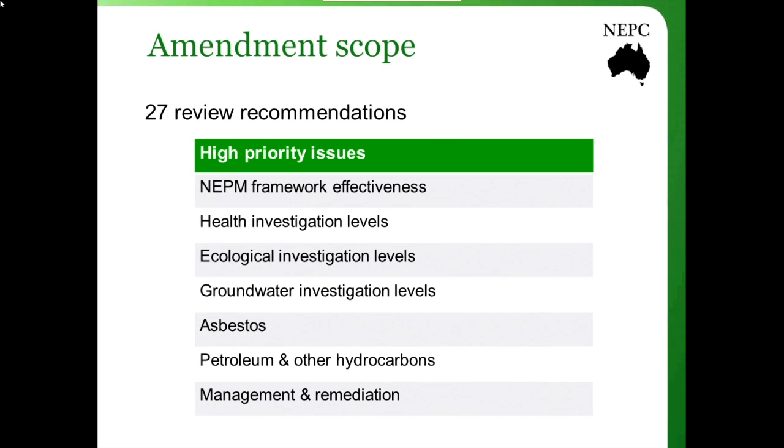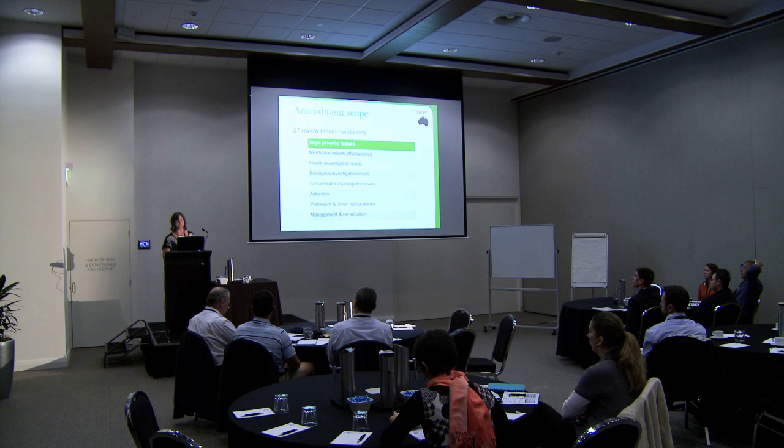Ecological investigation levels, there was no standard methodology for developing these, and the ones in the existing NEPM, you'll be aware, are for urban EILs, and that they're derived from a number of different ways. It's not terribly transparent how they were derived. The groundwater investigation levels, I'll mention those shortly. Very limited guidance on asbestos.